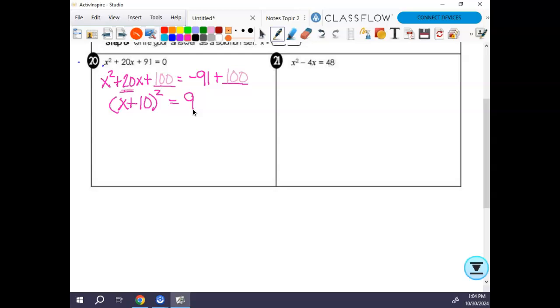So now both sides are perfect squares. They won't always both be perfect squares, but it is in this case. So now I can solve it by taking the square root of both sides. So when I take the square root of both sides, the square root of this thing is just going to be x plus 10, and that equals plus or minus the square root of 9, which is 3.